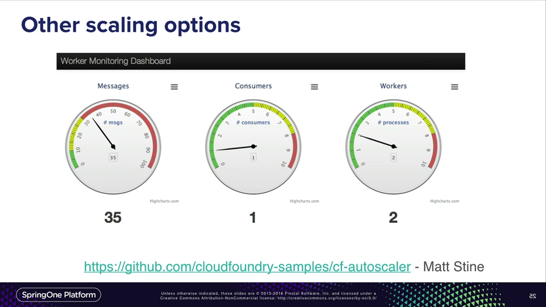Matt Stein actually has a really nice example of this out on GitHub. But basically, you can have a number of workers that are reading from a queue, and then as that queue depth gets to a certain level, you increase the number of instances so you can more quickly process those messages.